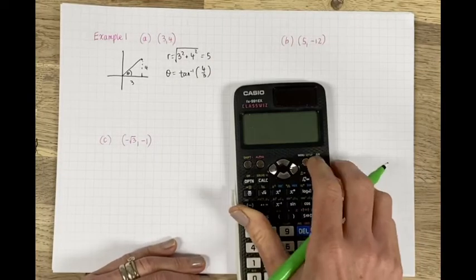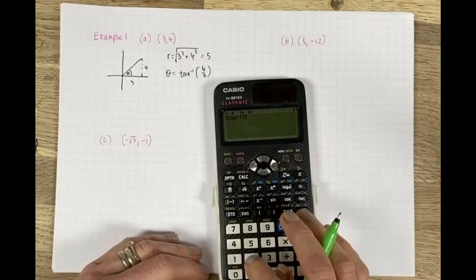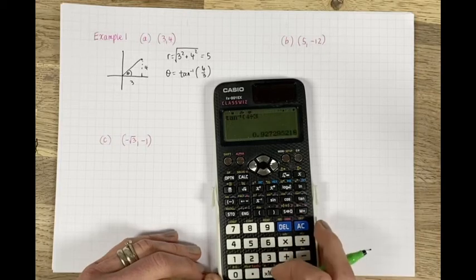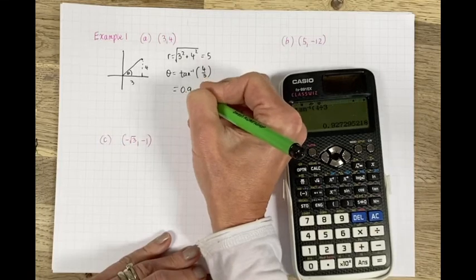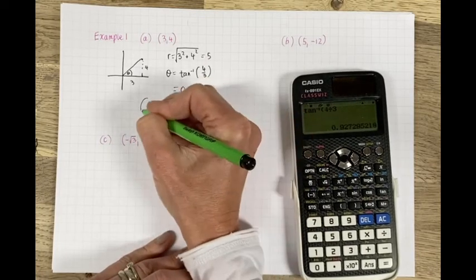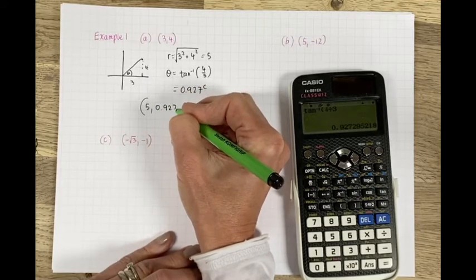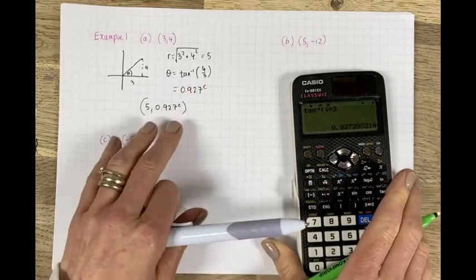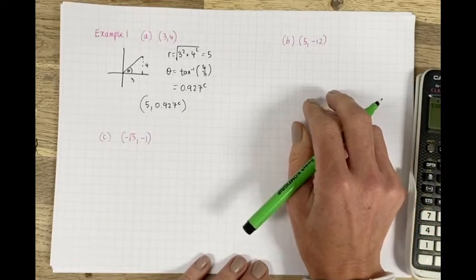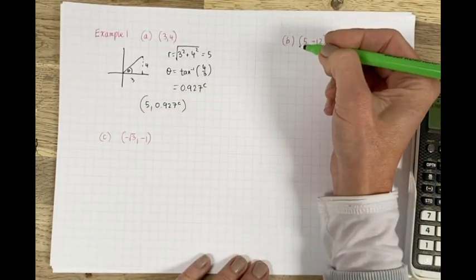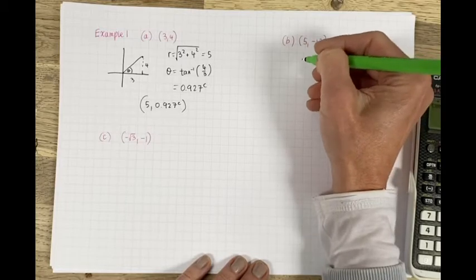I'm going to reach for the calculator, just check that I'm in radians. So 0.927 to 3 significant figures, so putting it in brackets, 5 and 0.927 radians. Make sure that when you see two coordinates given in brackets, you check whether they are coordinates given in polar form or Cartesian coordinates.